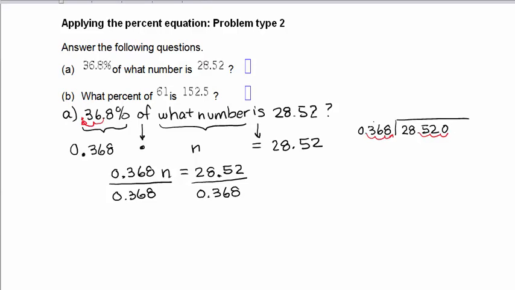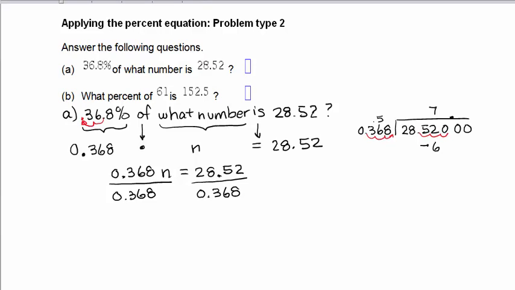So I'll go ahead and put a 0 there, and my new decimal place is there. And I'll add a couple zeros for good measure. Okay, so 368 goes into 2850 or 285. It can't go in there, so I go out to the next place, 2852. That goes in 7 times.